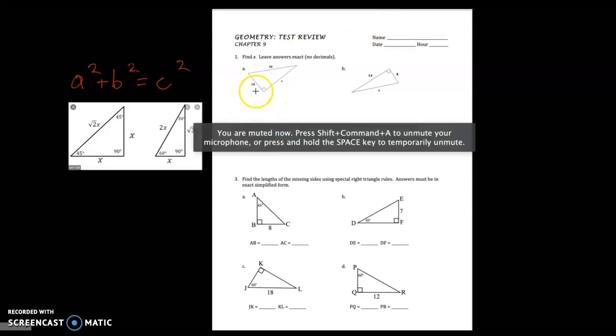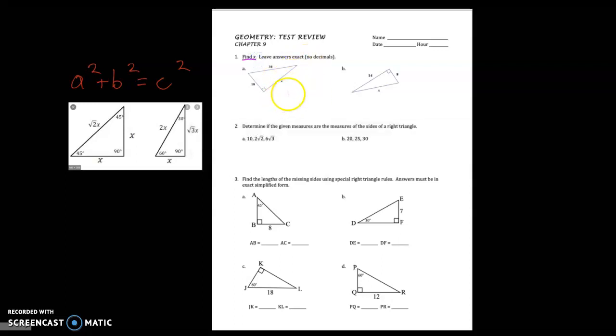All right, so for this problem, you're going to find x, and you're going to leave the answer in exact decimals. So we're going to use a squared plus b squared equals c squared. And we know that c is always going to be the longest side, and then either of these two can be a or b. So then we have x squared plus 18 squared equals c squared, which is 30.